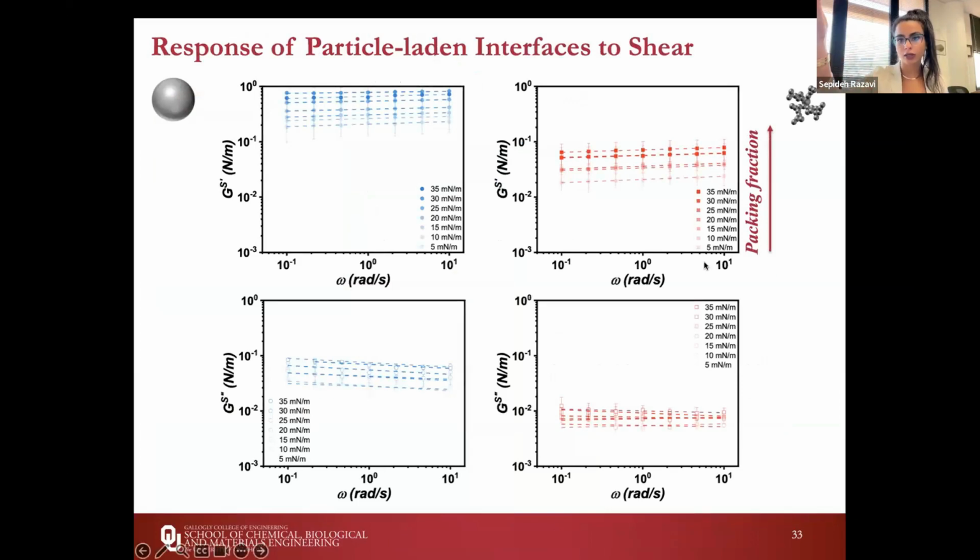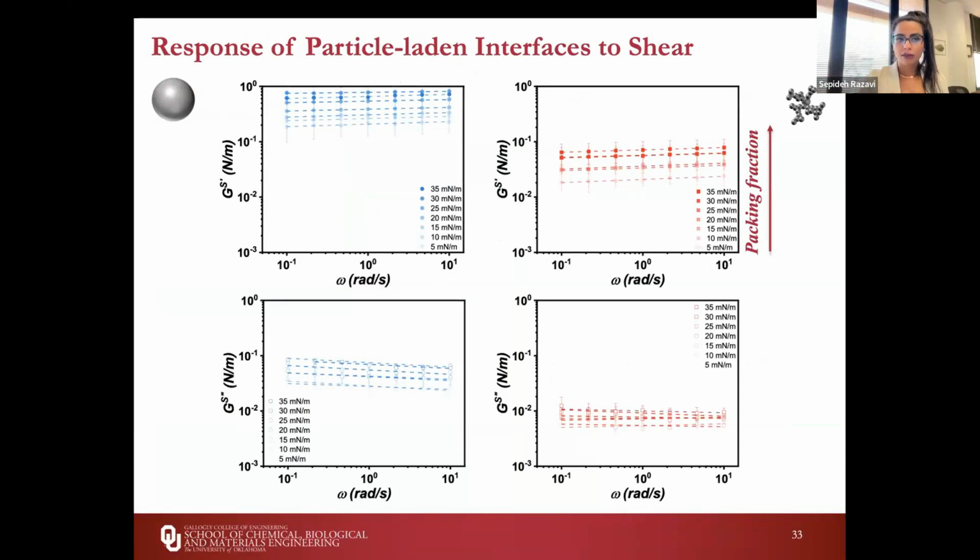The colors are getting darker and darker as we increase the packing fraction. On the top, you're looking at the elastic modulus. On the bottom, you're looking at the viscous modulus. And then left-hand side is the round particles, right-hand side are the rough particles. So you quickly notice that elastic modulus is higher than viscous modulus. So these are very elastic networks.